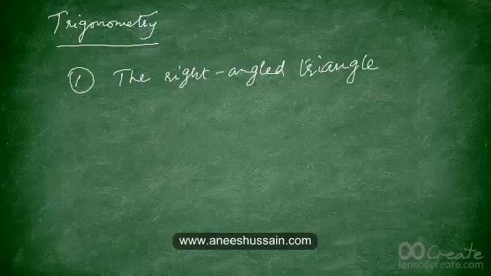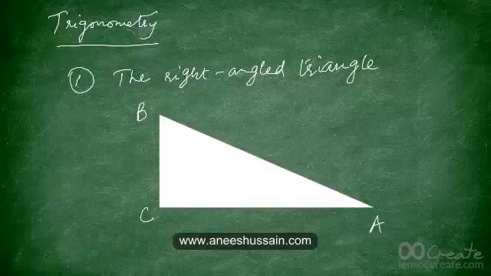The first basic concept that you need to be aware of is the right-angled triangle. This here is an example of a right-angled triangle. It's a triangle in which one of the angles is equal to 90 degrees. So as you can see, the angle C here is equal to 90 degrees.